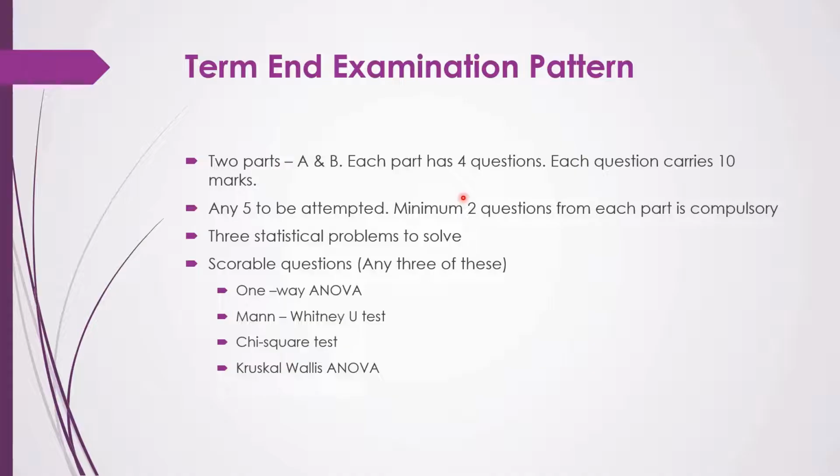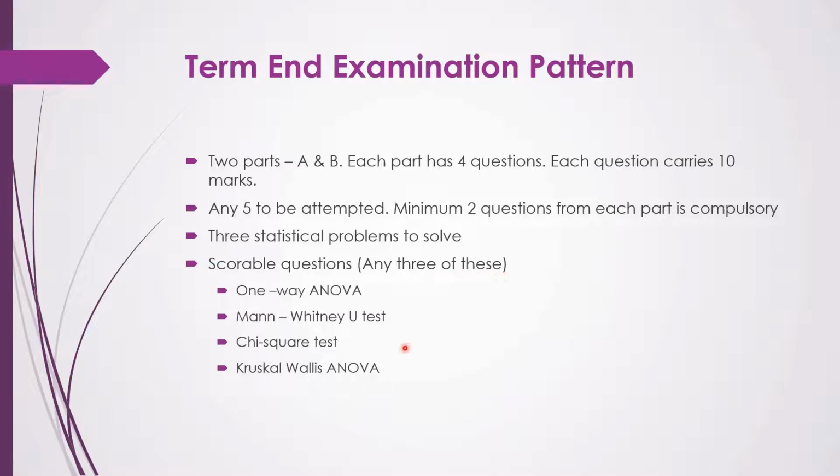Here, what you need to remember is that it is compulsory that you attempt at least 2 questions from each part, which means you can attempt 3 questions from part A, 2 from part B, or 2 from part A and 3 from part B, making a total of 5. This is totally your choice. Now, out of the 8 questions, there would be statistical problems to solve. These would be the most scoring and least time consuming questions you should aim for. Generally, you get 3 of these questions.